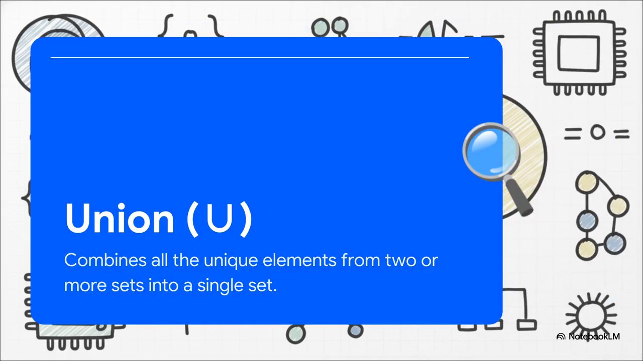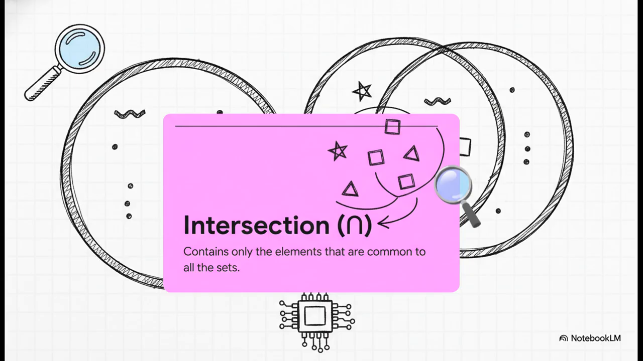Okay, so once you have sets, you can start doing stuff with them. The first one is union. Just think of it like dumping 2 buckets of Legos into one big bucket. You just combine everything from all the sets into a single, bigger set. It's really that simple.